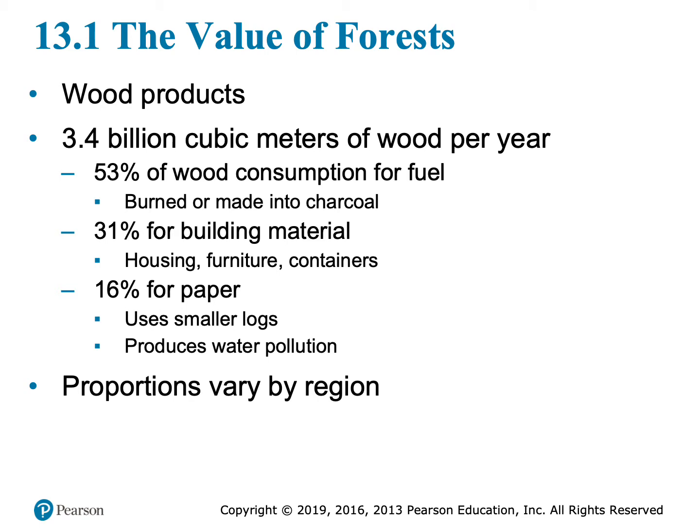Wood products. The wood extracted from the Earth's forest is primarily used for fuel, paper, and building materials. And those are your three blanks under number 1 in wood products. Fuel, paper, and building materials. There's about 3.4 billion cubic meters of wood per year. 53% of it is for fuel, 30% of it roughly is for building material, and about 16% of it is for paper. And again, those proportions can vary by region and what each country needs.